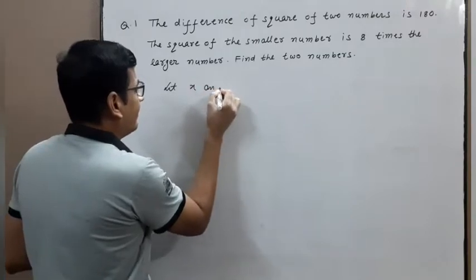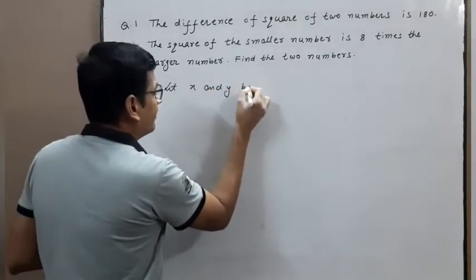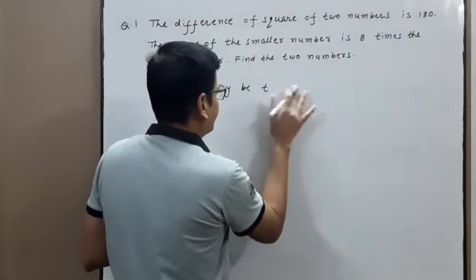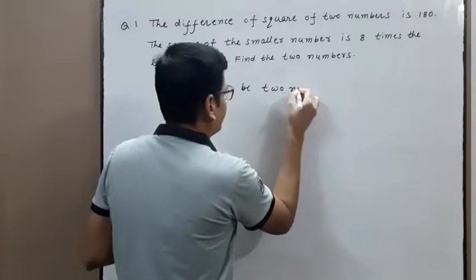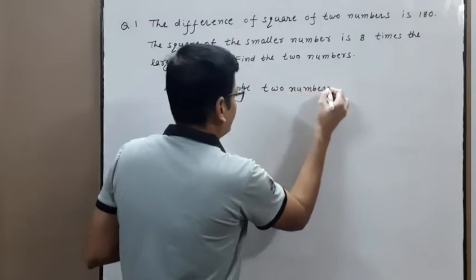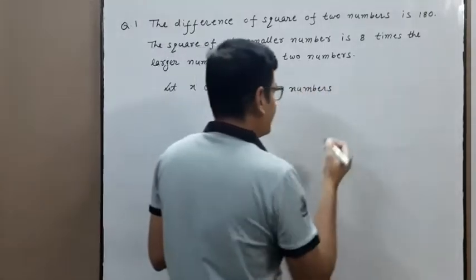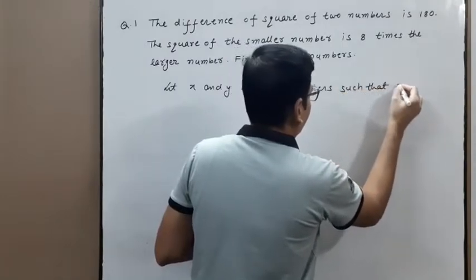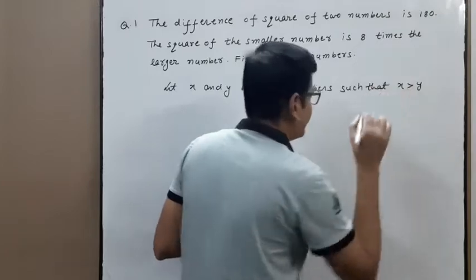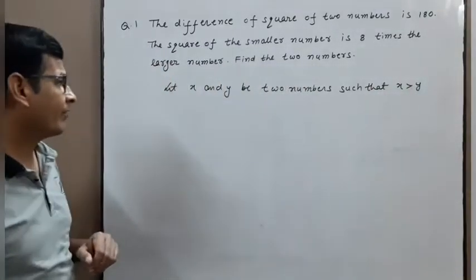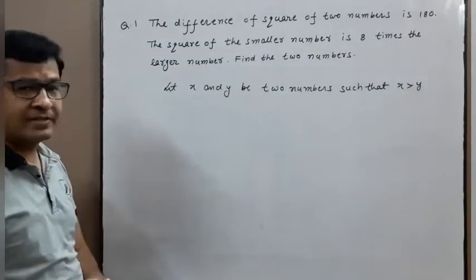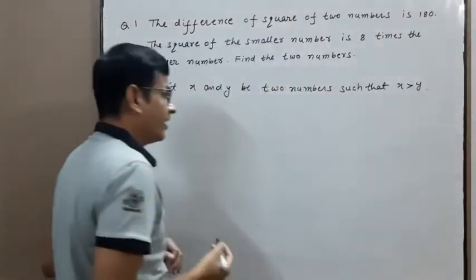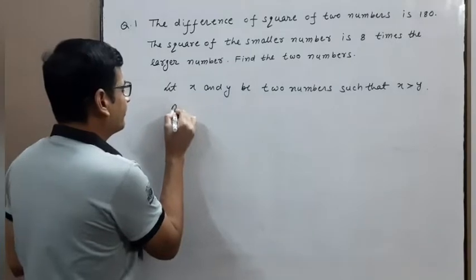x and y be two numbers such that x is greater than y, which means x is the larger number. Now write according to the problem.